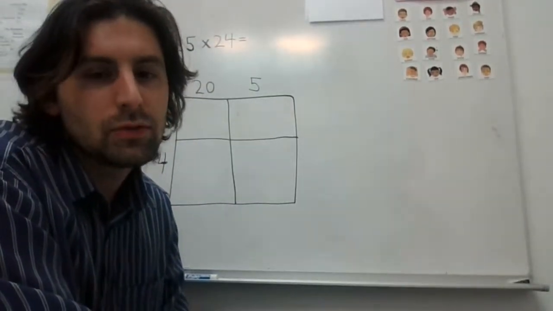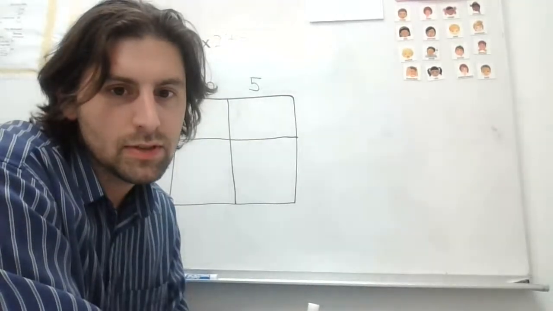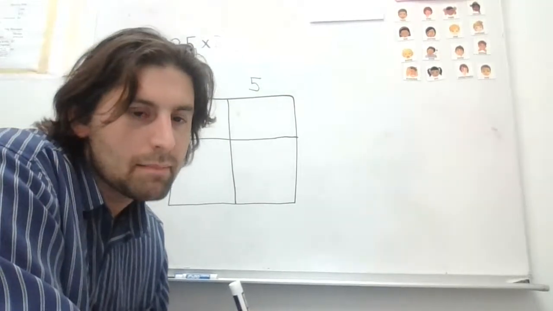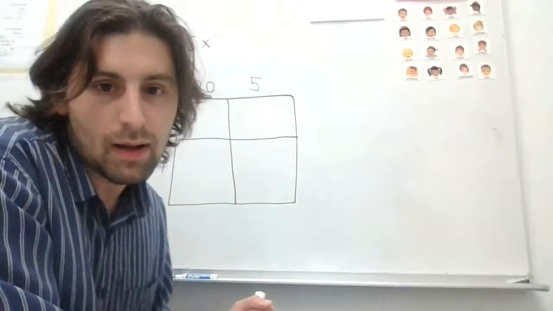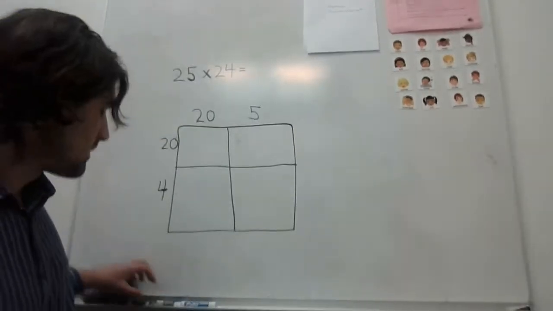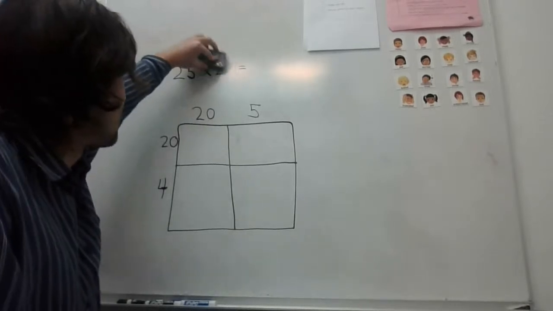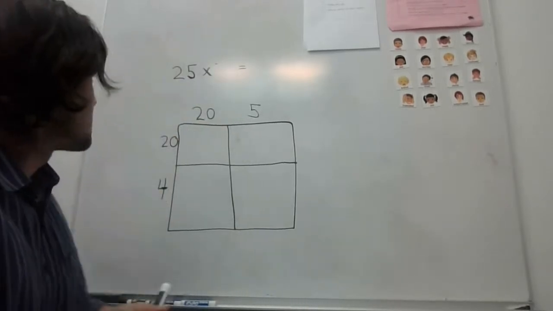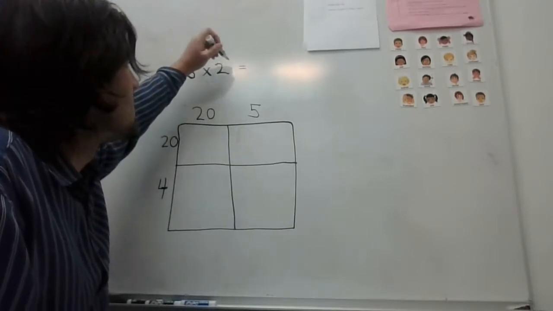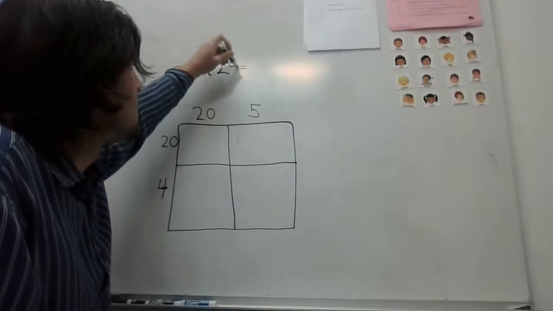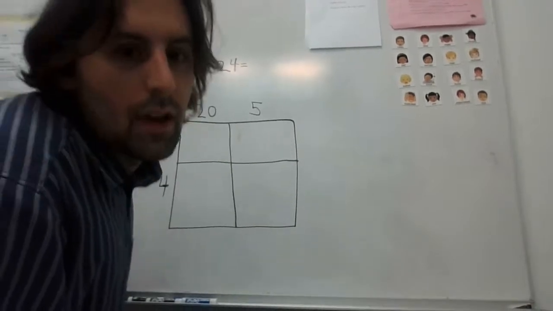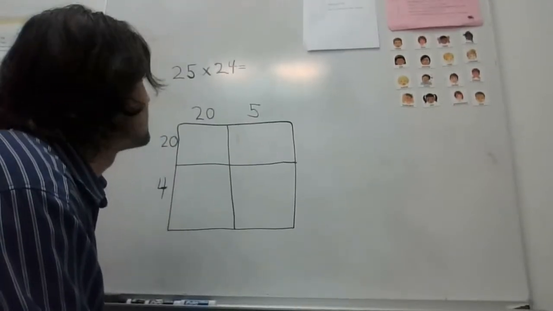So we are rocking with 2-digit by 2-digit multiplication problems. And I am going to go through step by step how to use the area model to solve those problems. I'm going to make this number stand out a little more too. All right, so 25 times 24.